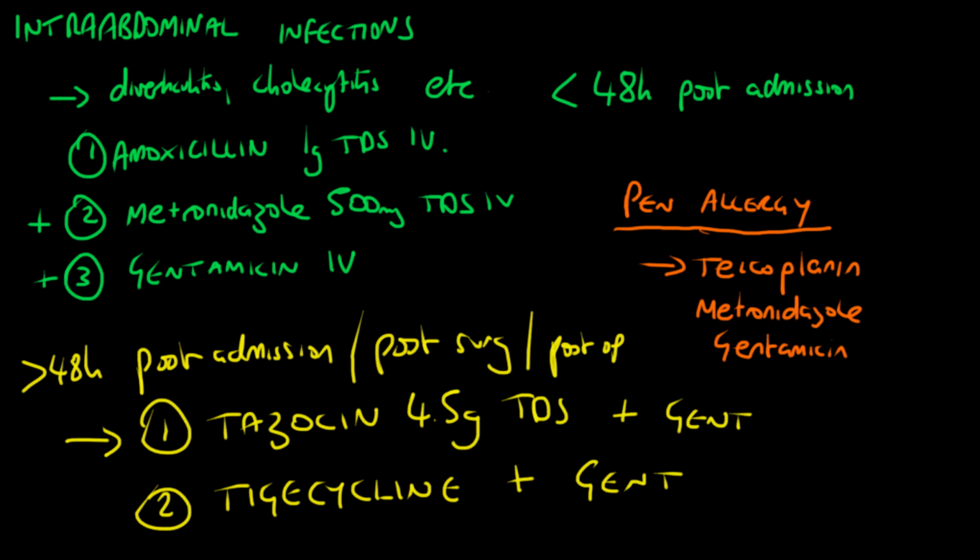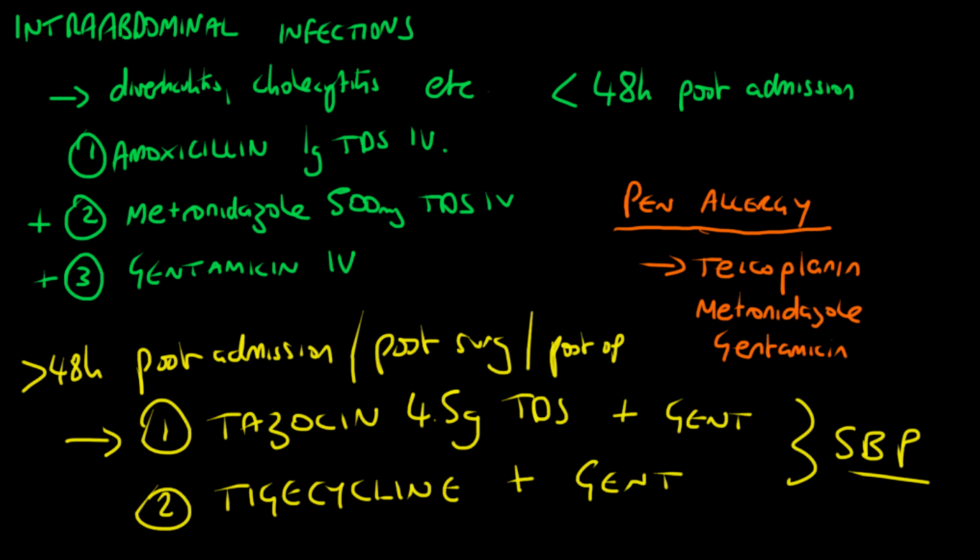Oddly enough, this is the same regime as you would consider in somebody with spontaneous bacterial peritonitis as well. So spontaneous bacterial peritonitis might also get this cover of tazocin and gent, and teicoplanin and gent as second line. Just always beware of antibiotics and allergy crossover. So for example, amoxicillin is obviously a beta-lactam, so you can't give it to somebody with penicillin allergy. And same with tazocin, it is also penicillin. And anything that's a cephalosporin, such as ceftriaxone, ceftazidime, all those things are all beta-lactam based and cannot be given to somebody with penicillin allergy.